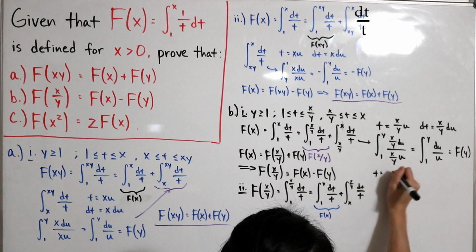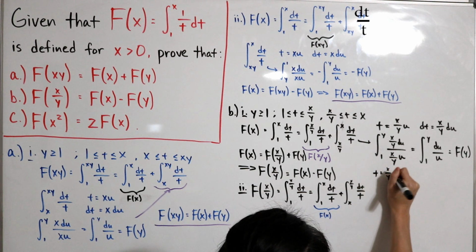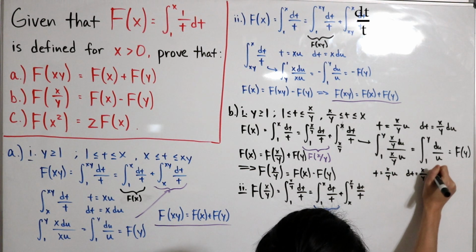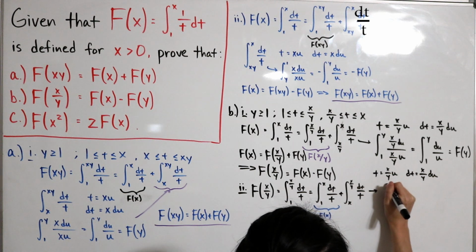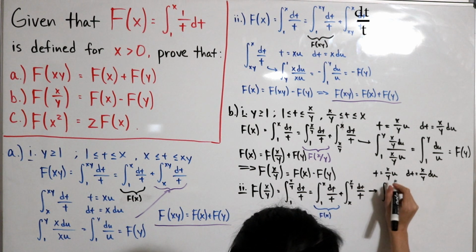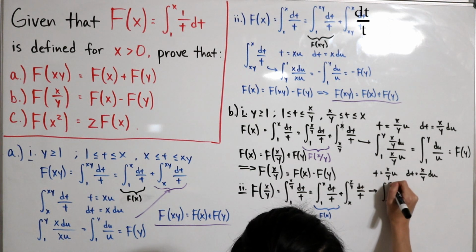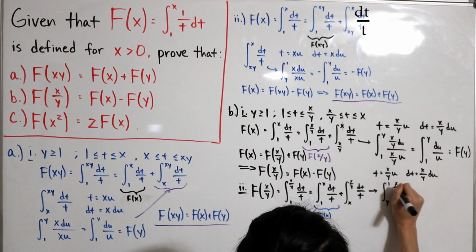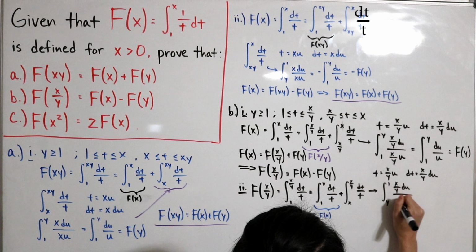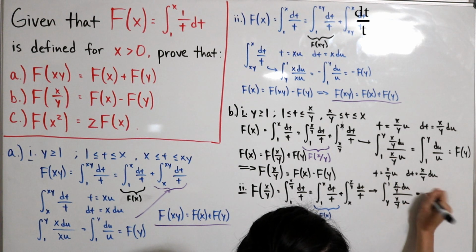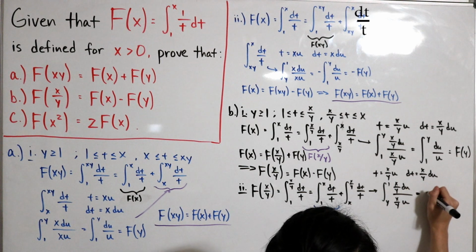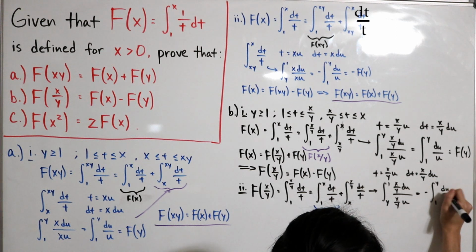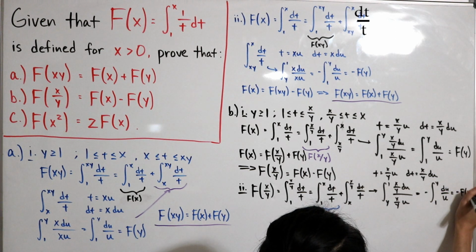So we let t equals x over y u, then dt is equal to just x over y du. Then over here we have our new bounds: the lower bound would be y, and the upper bound would be 1. So we put this back as x divided by y du divided by x over y, then times u. This cancels out, and we also have to flip the bounds, so that would be negative y to 1, then this will be du over u, which is equal to negative f of y.